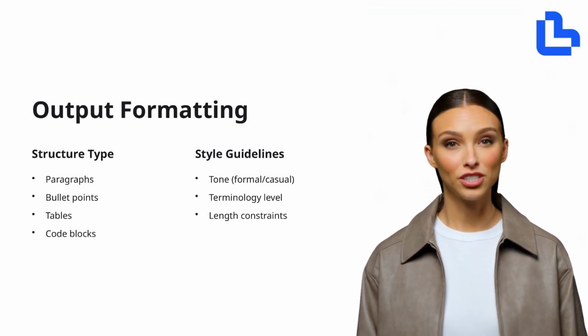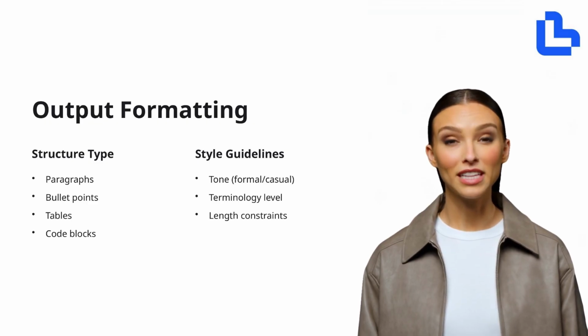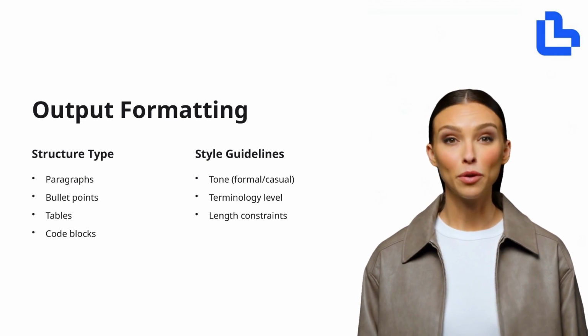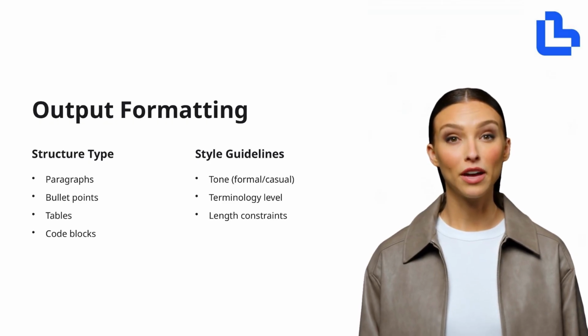Start by choosing the structure type. Do you want the output in paragraphs, bullet points, tables, or even code blocks? Each format serves a different purpose. For example, bullet points are great for clarity and quick scanning, while paragraphs are better for narrative or persuasive content.